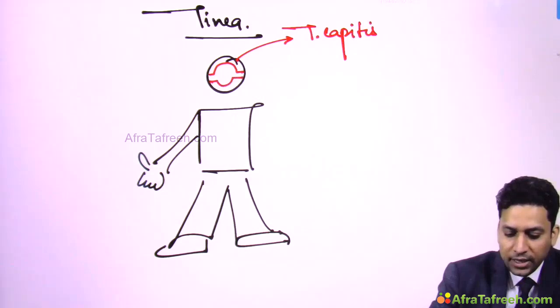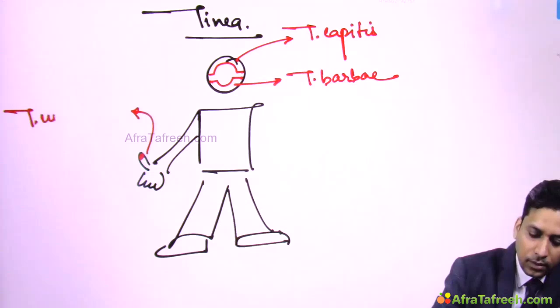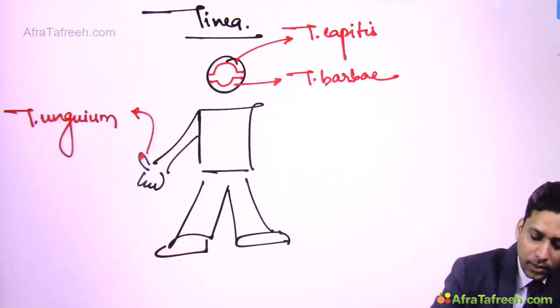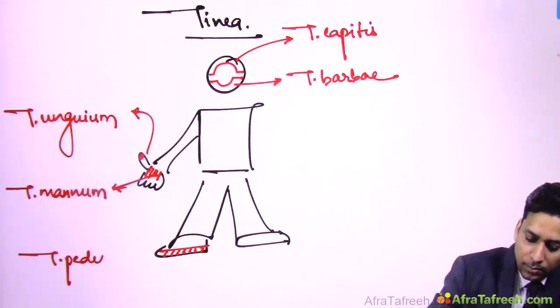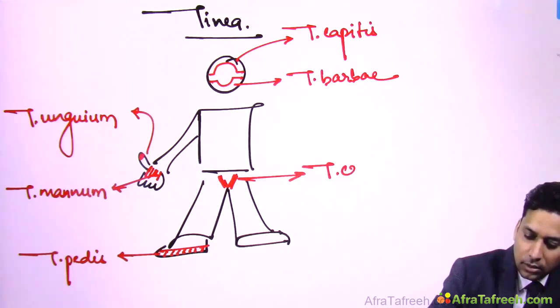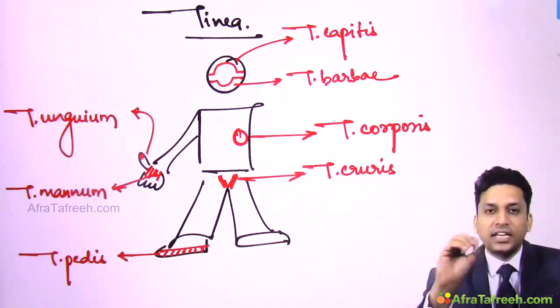But if only beard area is involved, then you can call it tinea barbae. If nails of the patient are involved, then it is tinea unguum. If hand of the patient is involved, it is tinea manum. If sole of the patient is involved, it's tinea pedis. If groin is involved, then it's tinea cruris. And if rest of the body is involved, it's tinea corporis. So you can see that depending on the site involved, tinea can be of various types.